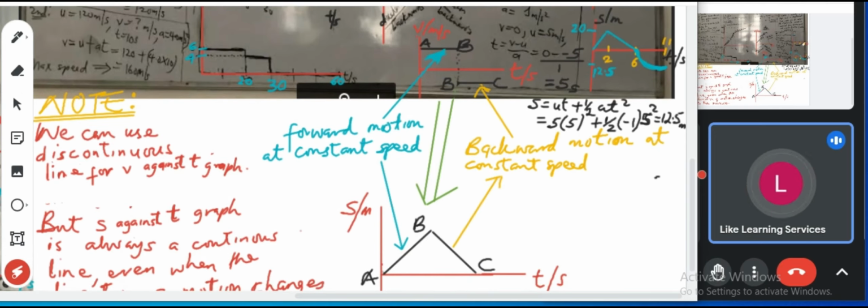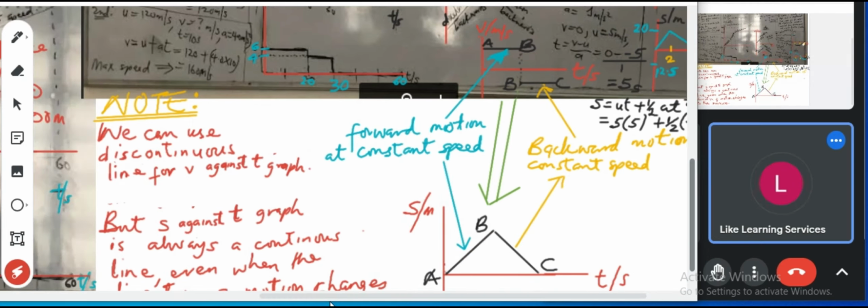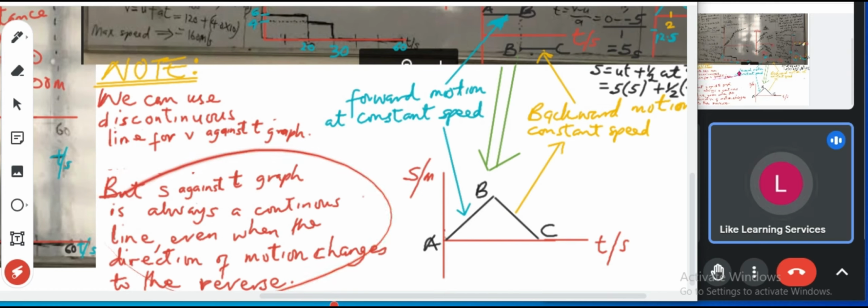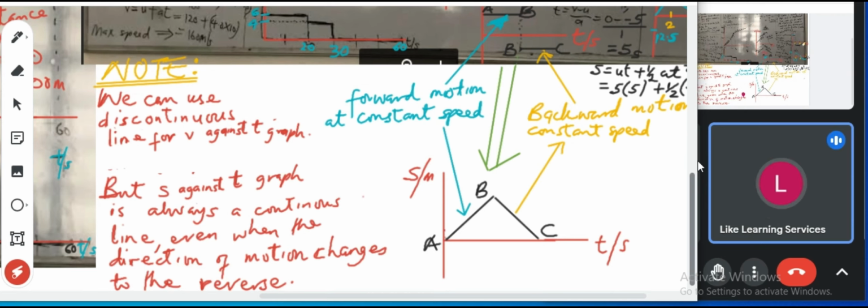I said all of that to tell you that this graph is a velocity against time graph, and this is a distance against time graph. The point I want to make is, while we can use discontinuous lines for a velocity against time graph, the distance against time graph does not have this discontinuous line, even when the direction of motion changes or reverses. Let me explain.